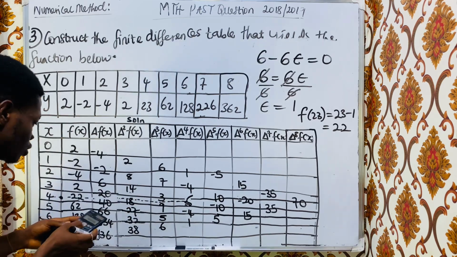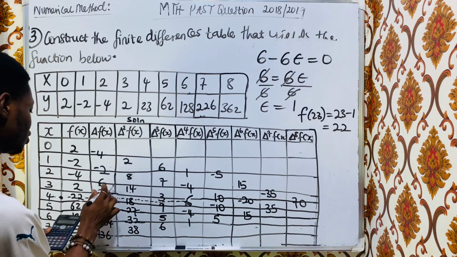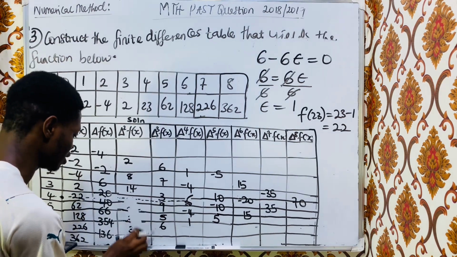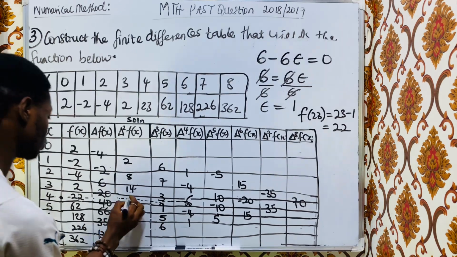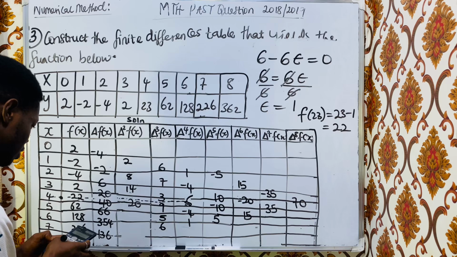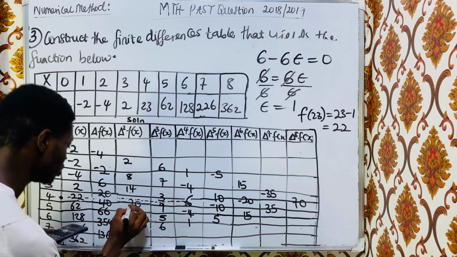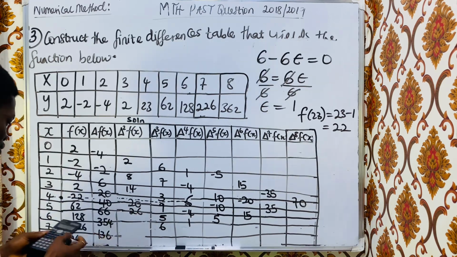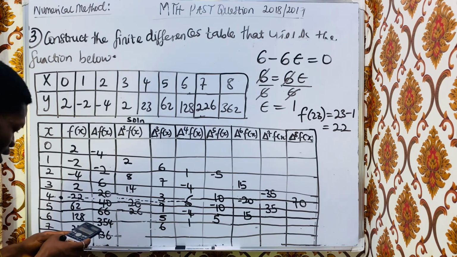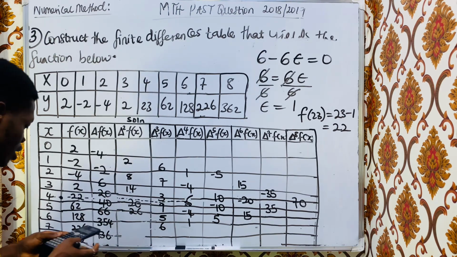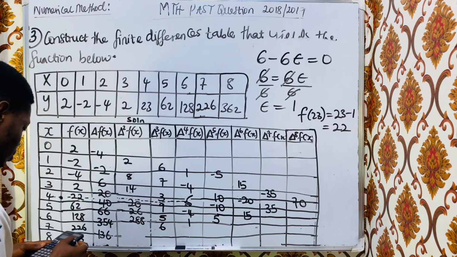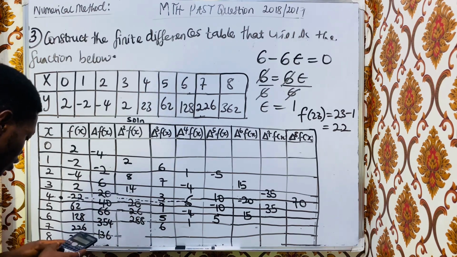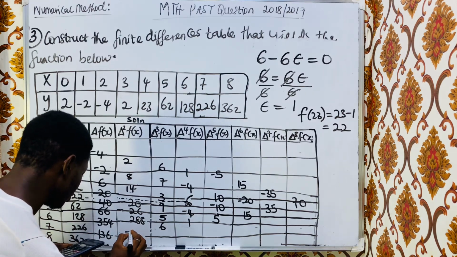So we are going to have 20 minus 14, this will give us 20 — so all these places are wrong now. This will give us 20. Then 66 minus 40 will give us what? 26. Remember to write it in between. Then this one minus this one, 354 minus 66 will give us 288. So we are correcting the error now that emanated from the differencing table. 136 minus 354 will give us minus 218.